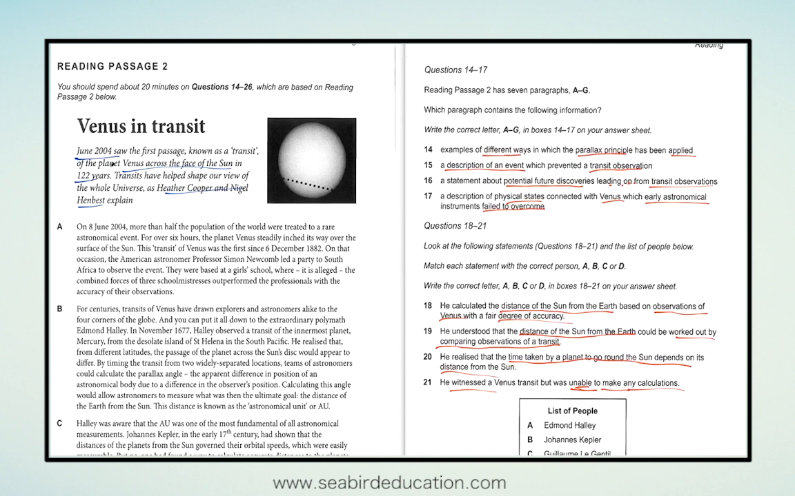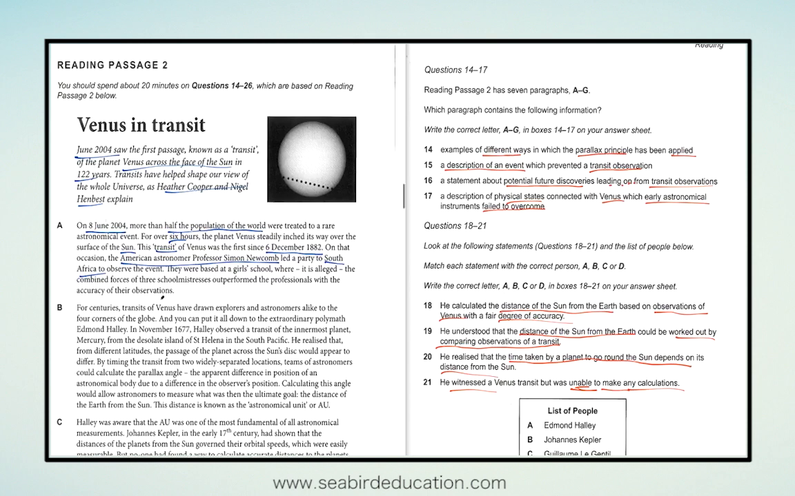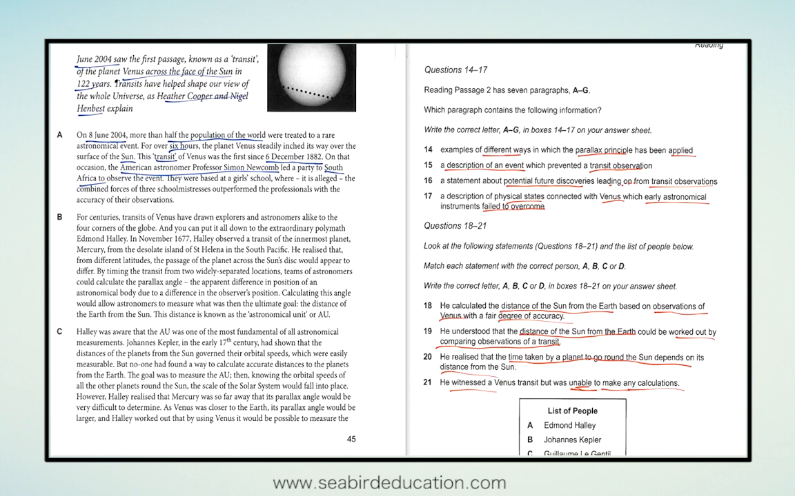So we've got this June, 8th of June, more than half the population of the world witnessed a rare astronomical event. Okay, 6 hours. Of the Sun, transit of Venus, underline these ones with inverted commas, 6th of December 1882, American astronomer went to South Africa to observe the event. I shouldn't be reading all of that. I suppose that is really the first paragraph as well, so it's okay to read the whole thing, but let's now go quickly, you don't have time.